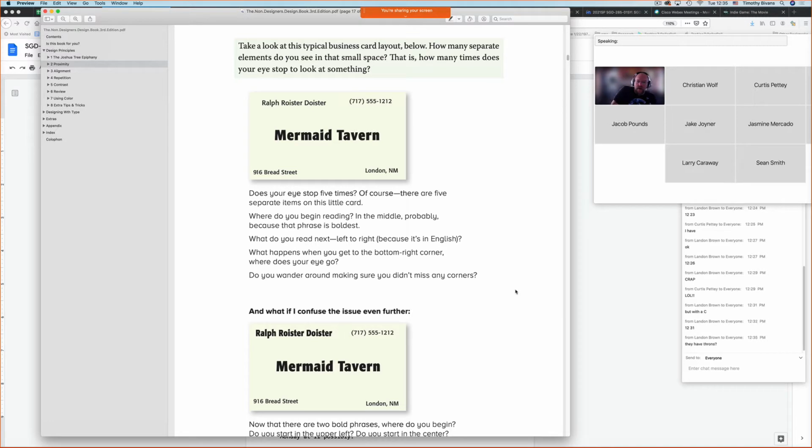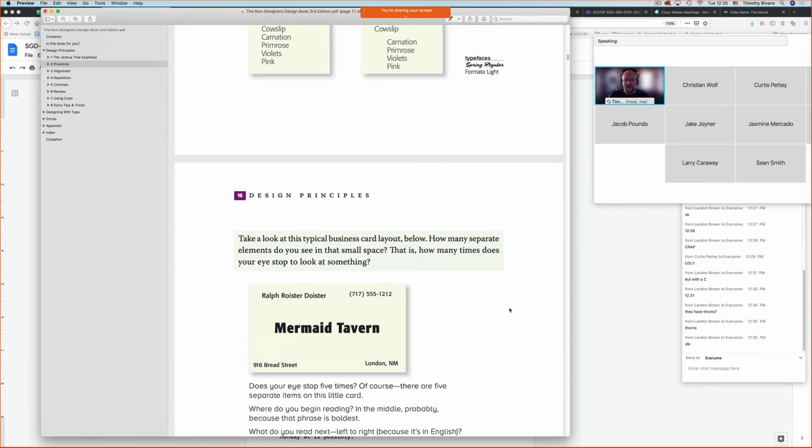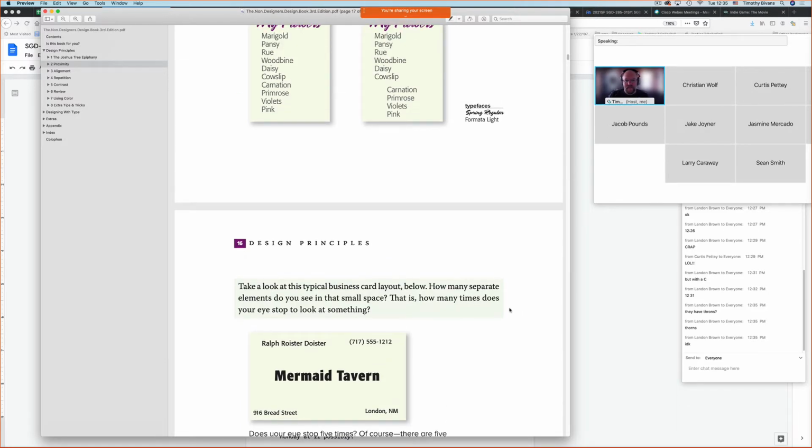All right, take a look at this business card below. How many separate elements do you see in that small space? That is, how many times does your eye stop to look at something? We have thorns. Yes. Do they? Oh, well, there's somebody who knows something about flowers. Okay. Very good. I did not realize that. Cool.